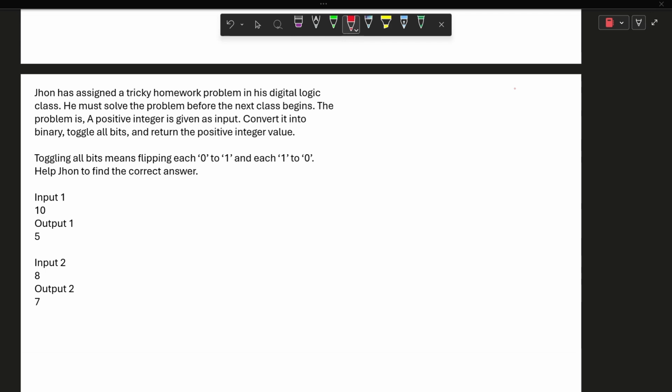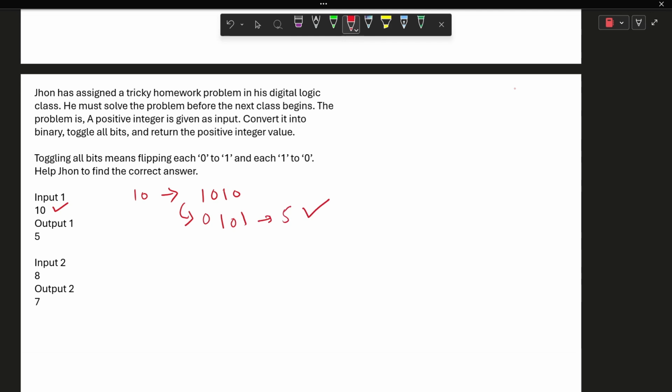Actually, what we have to do, there is an input 10. We can write 10 in binary 1010. Now, actually, we have to flip those bits, 1 to 0 and 0 to 1. Now it becomes 5. We have to return it. Okay. How can we solve it?